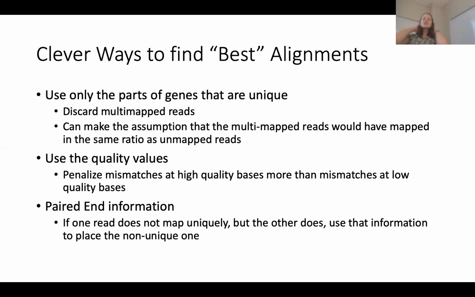However, short read mappers do have a myriad of different ways to try to avoid this scenario. Can we try to find a best alignment and really anchor that read to the correct origin in the genome? So the first thing you can do is discard multiply mapped reads. If you have gene family members and they share regions of high similarity, you can discard the multi-mapped reads and then make the assumption that the multi-mapped reads would have mapped in the same ratio as the singly mapped reads.